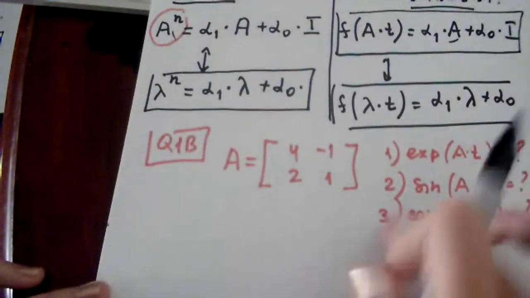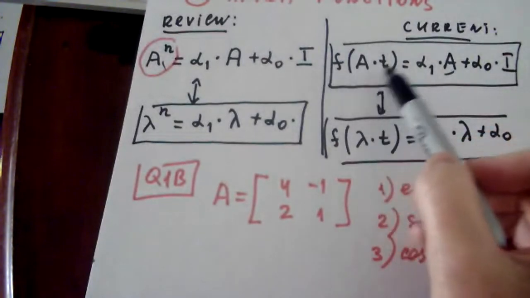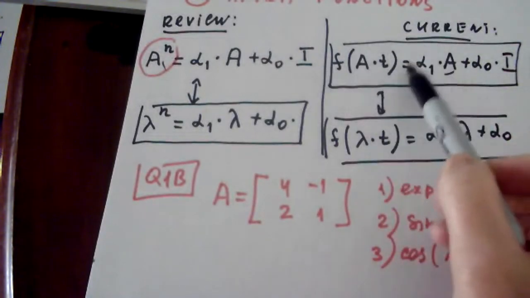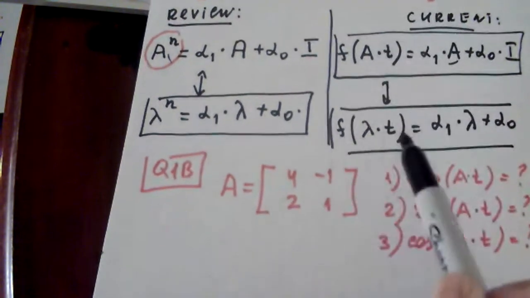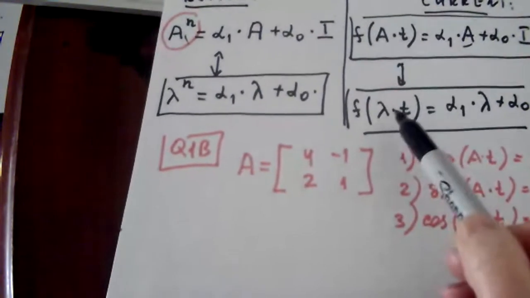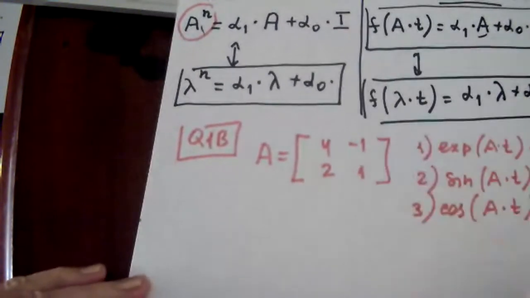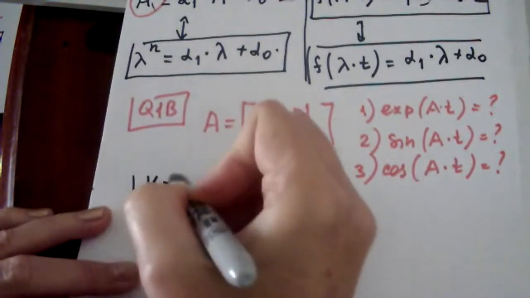Okay, so let's forget about this concrete function. Let's pretend that we are dealing with the general function, f of At. Just find the expression for it. This was our first and ultimate task. But first of all, judging by these formulas, we need to find lambda, eigenvalues of our matrix. Okay, let's start. There's nothing simpler than this.